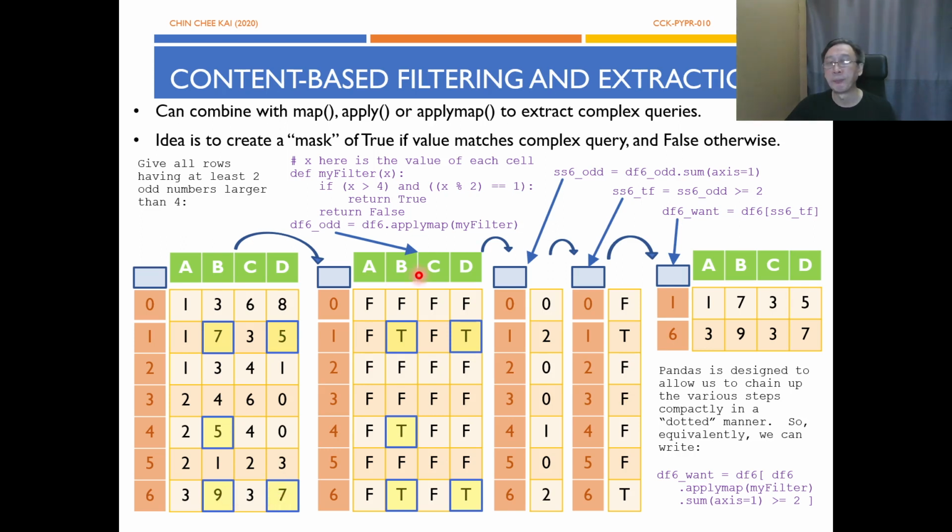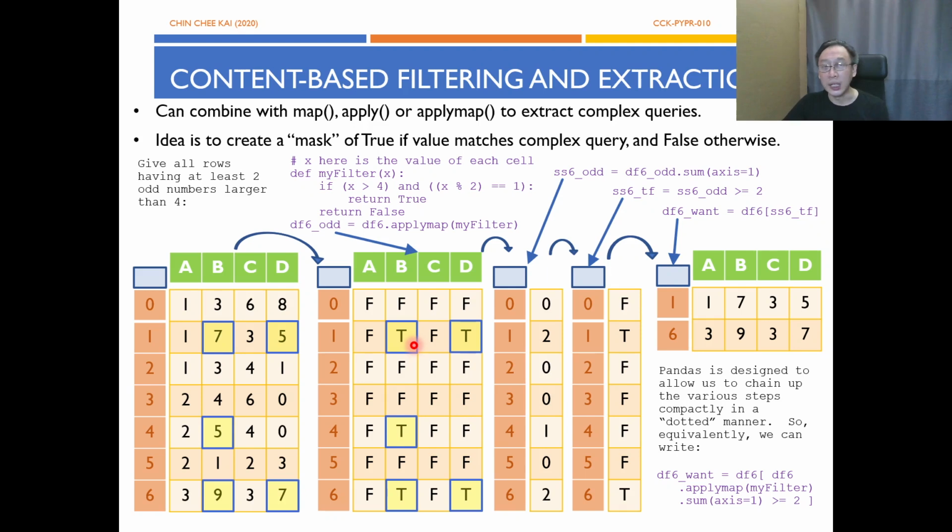But we are not done. We apply map the filter, and we get this data frame here that I've nicely drawn out for you. And we get the picture, right? So DF6 odd is just giving us the large odds, those that are 5 or more, that are odd. So the large odds are there, but we need to count them row-wise. So we add up across the columns.